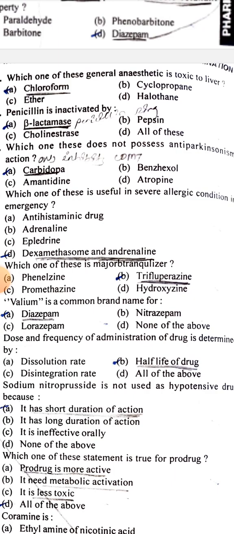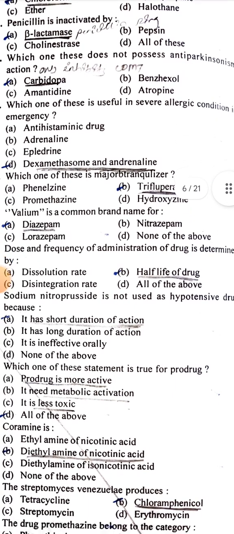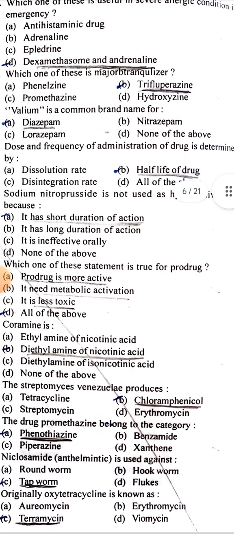Which one of these is major tranquilizer? Trifluoperazine. Valium is a common brand name for diazepam. Dose and frequency of administration of drug is determined by half-life of drug. Sodium nitroprusside is not used as hypotensive drug because it has short duration of action. Which one of these statement is true for prodrug? Prodrug is more active. It needs metabolic activation and it is less toxic.